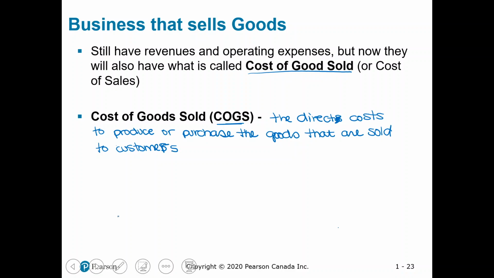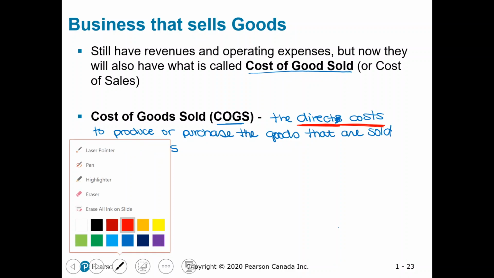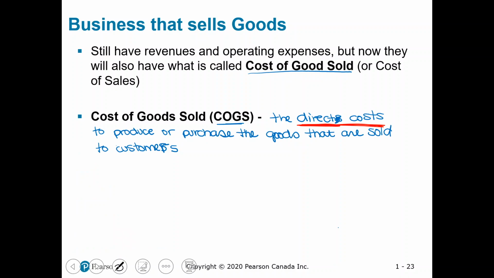And the biggest thing to note right now is that these are only the direct costs. So what is directly related to producing or purchasing those goods? No other costs, only what is directly related. And when we have these businesses selling these goods, we break down the income statement into a bit more detail. So we'll go through an example of that next.